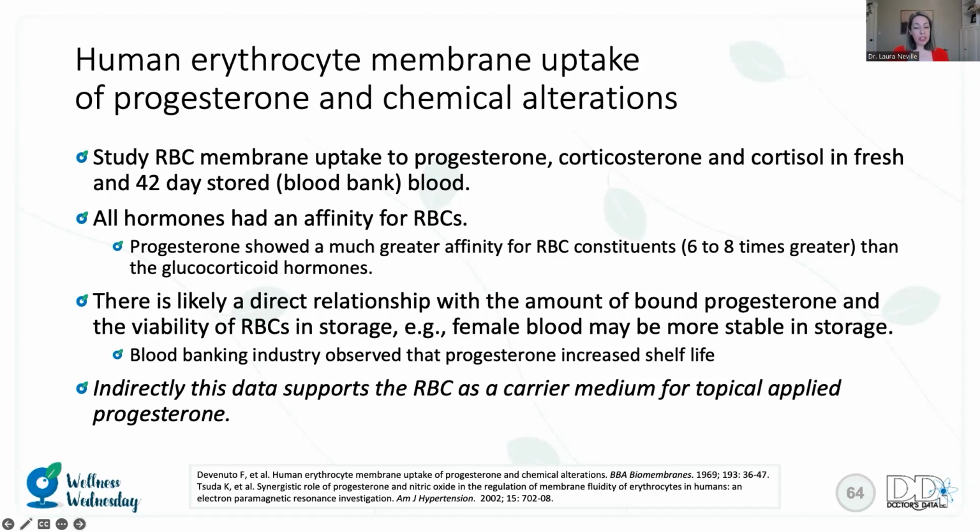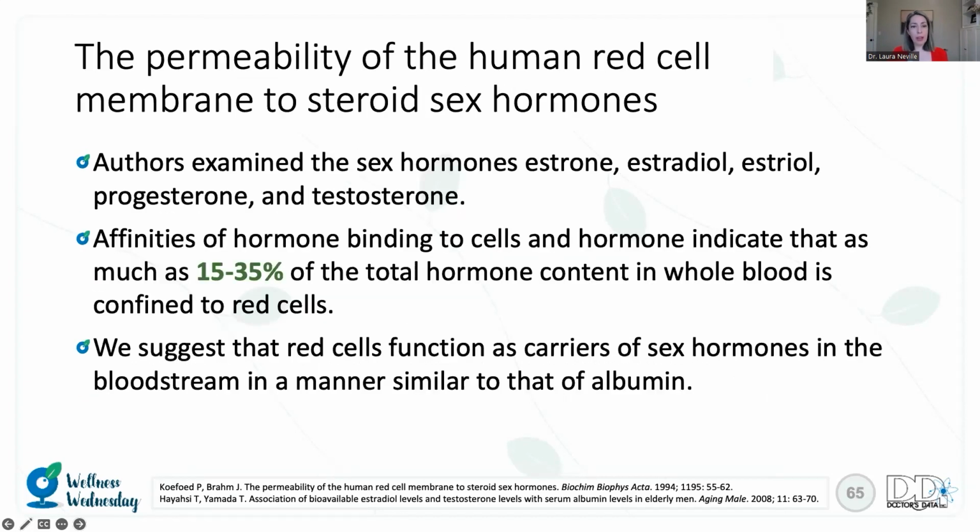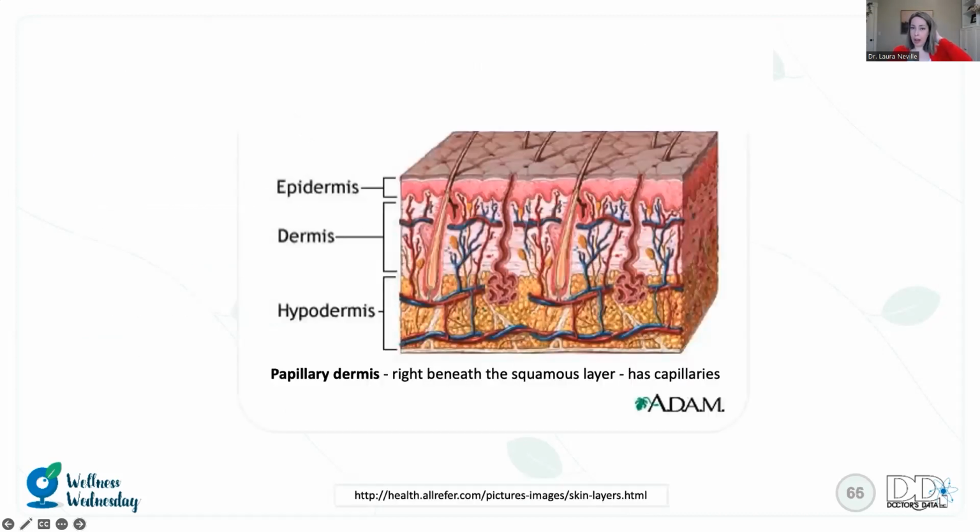Okay, so they were saying, hey, this is indirect support that the red blood cell is a carrier medium for topically applied progesterone. Okay, this is another study showing that same thing, concluding the red blood cell functions as a carrier of the sex hormones, similar to albumin. But remember, this is not at all involved in the Vermeulen calculation. So interesting there.